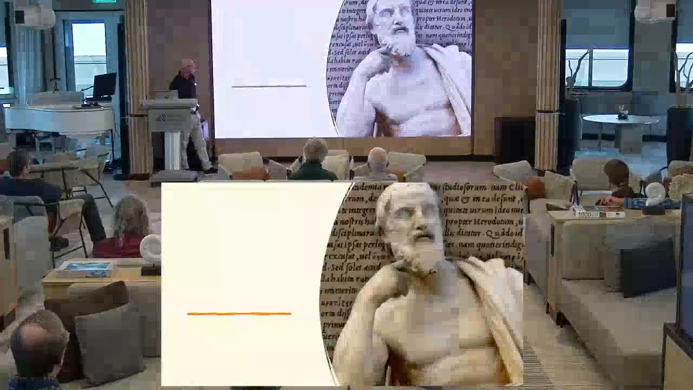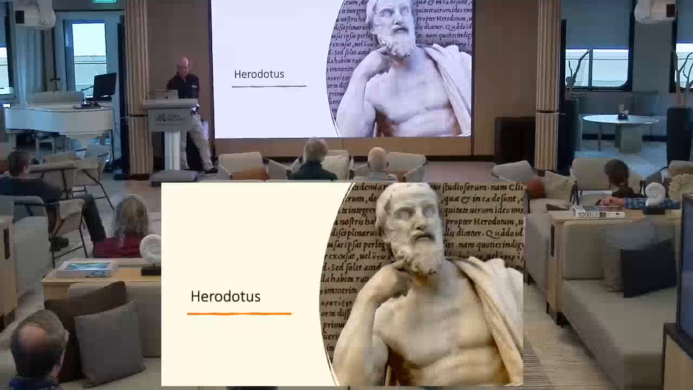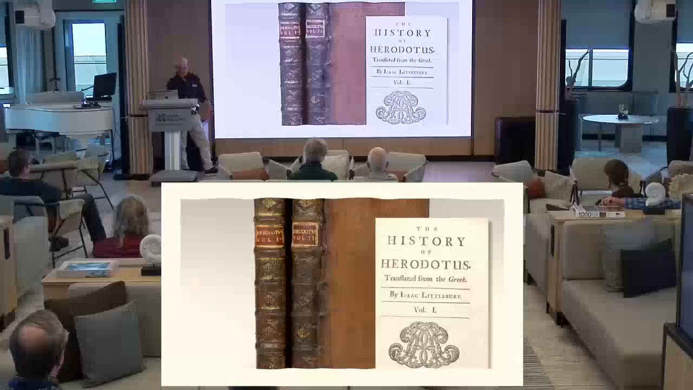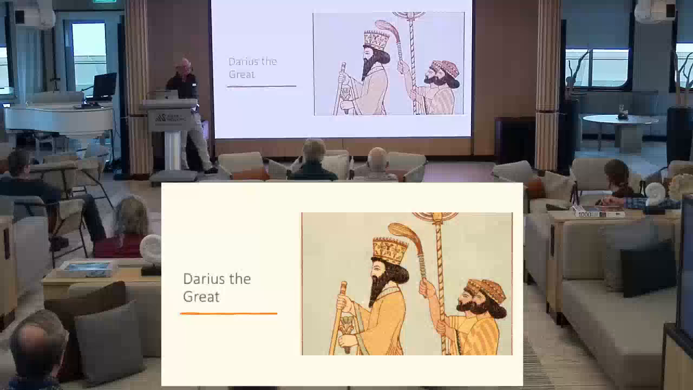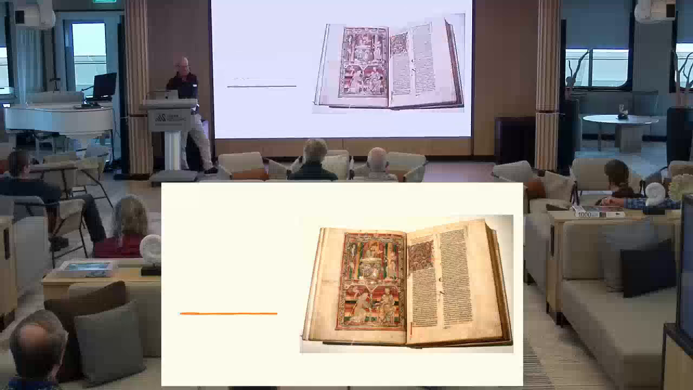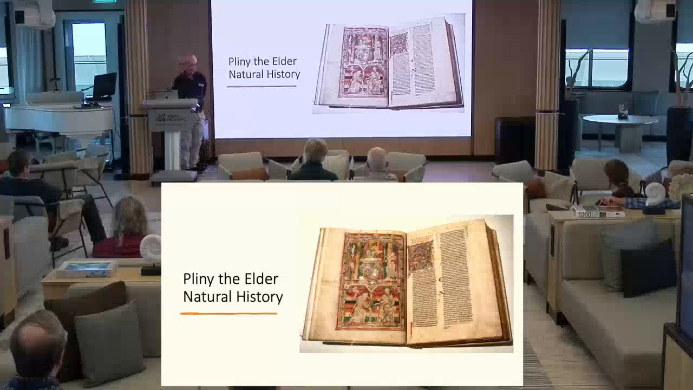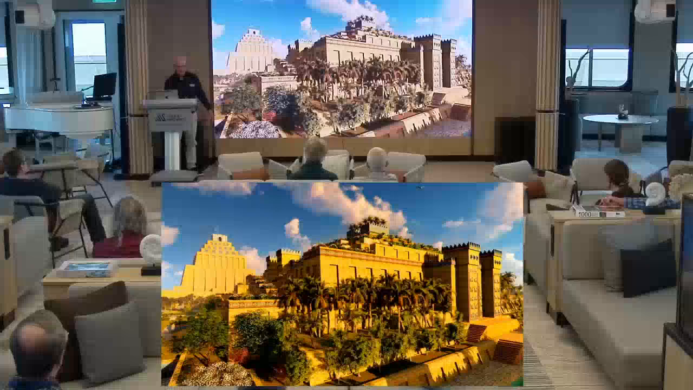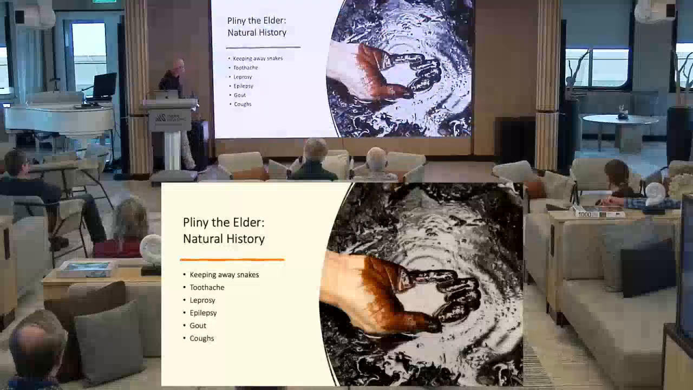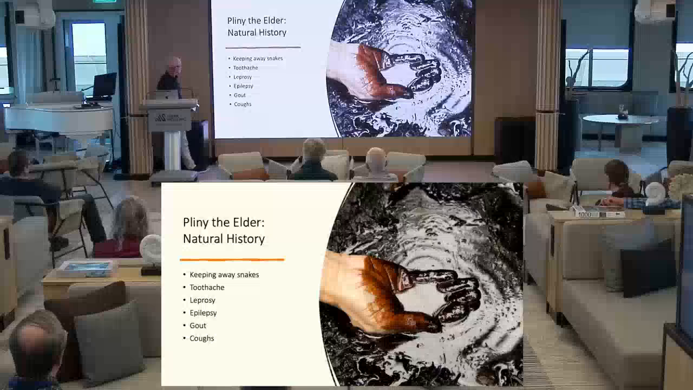Anyway, let's go right back to when we first started seeing references to oil in the written texts. In the writings of the Greek historian Herodotus over 2,500 years ago, in history, we first see a description of Darius the Great, who was king of Persia, who mentioned some foul black liquid with a revolting stench. And 400 years later, in 77 CE, Pliny the Elder describes some thick black liquid. The lime was added to cement to strengthen the walls of the ancient city of Babylon. Pliny also claims, helpfully, that it was useful for keeping away snakes, toothache, leprosy, epilepsy, gout, and coughs.